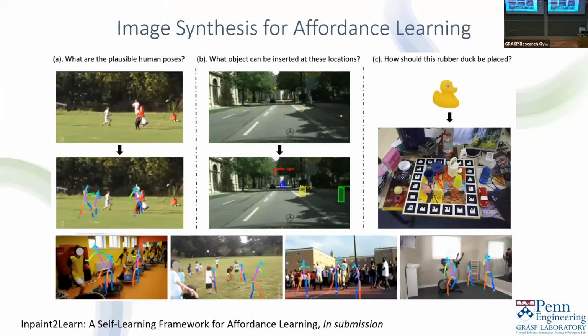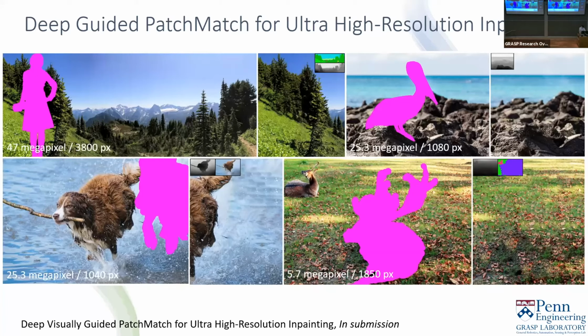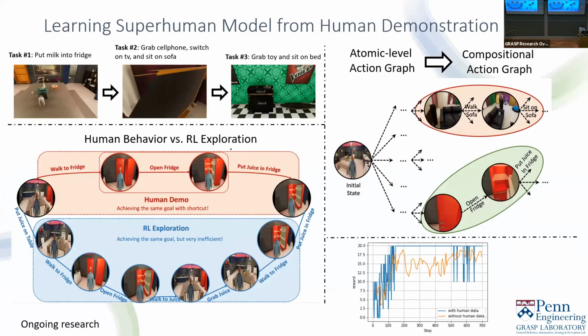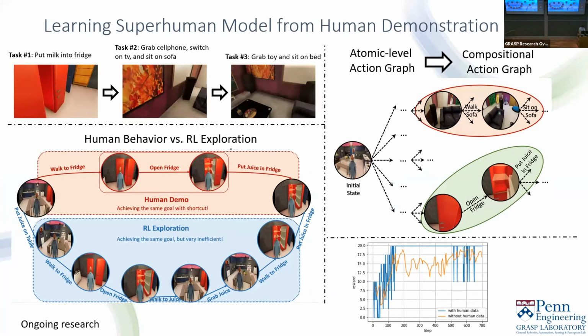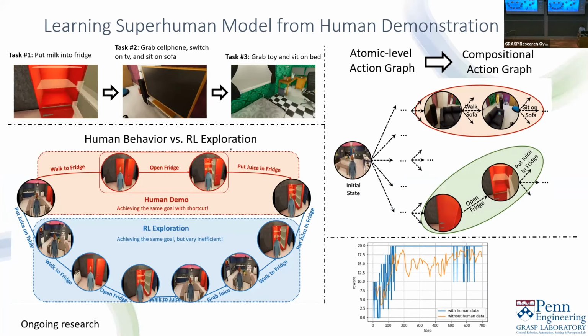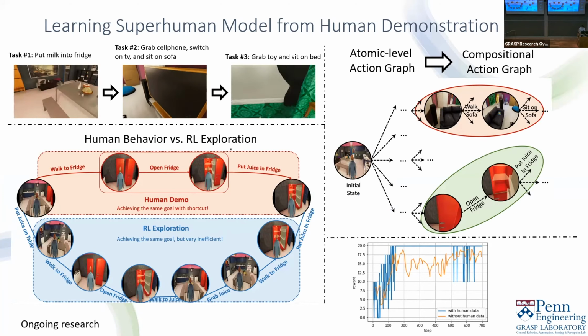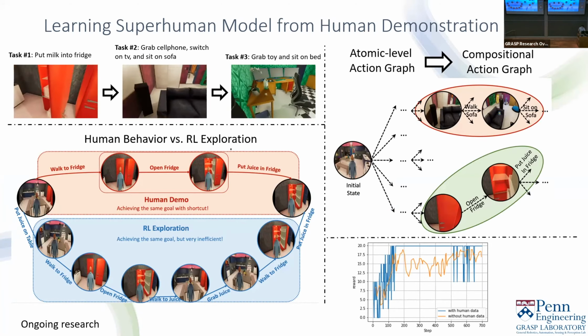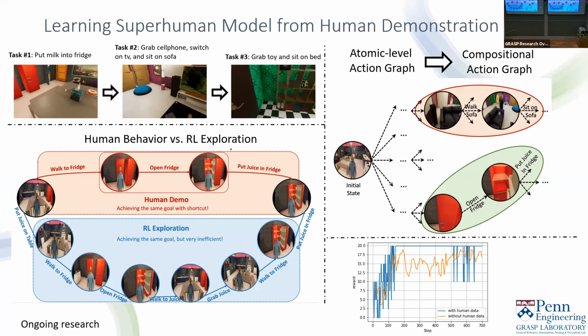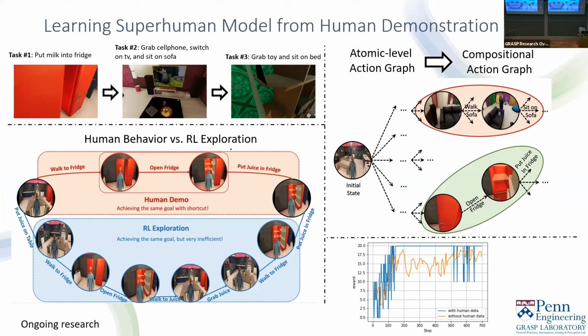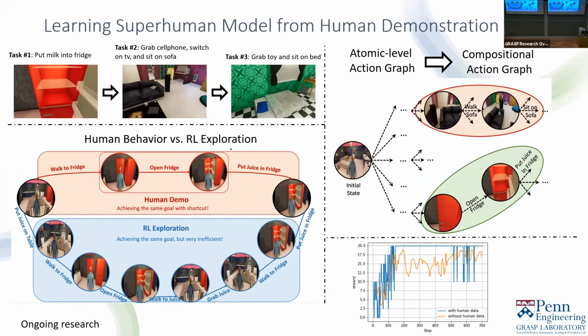We have also used a similar framework in affordance learning. And we have also done lots of research on high resolution image inpainting in collaboration with Adobe. Here we're going to quickly go over the current ongoing research. In this research we're trying to construct a virtual escape room and have some humans play it, and use the human data to boost RL learning, basically to improve the learning efficiency.